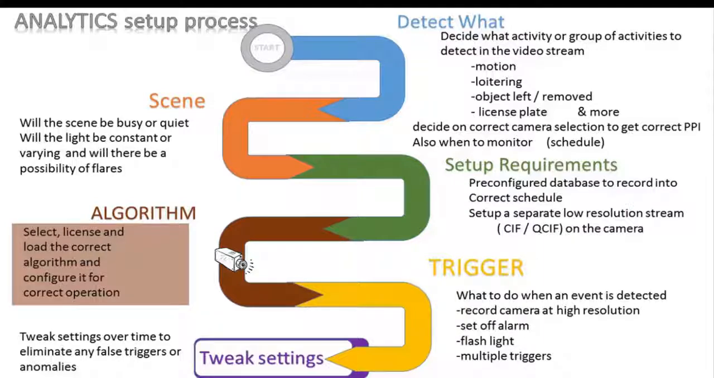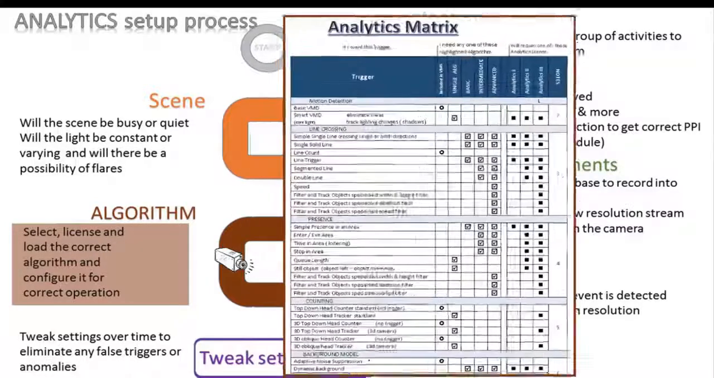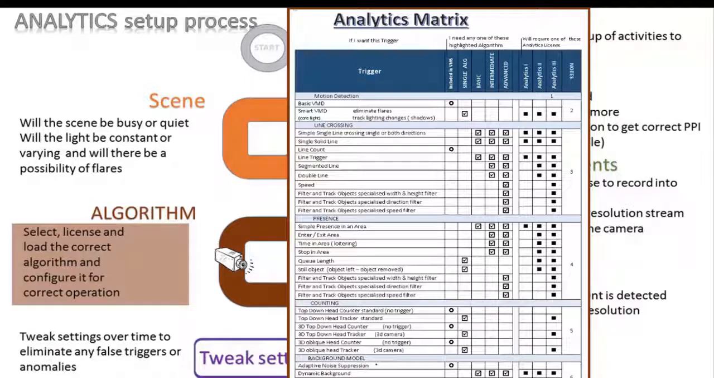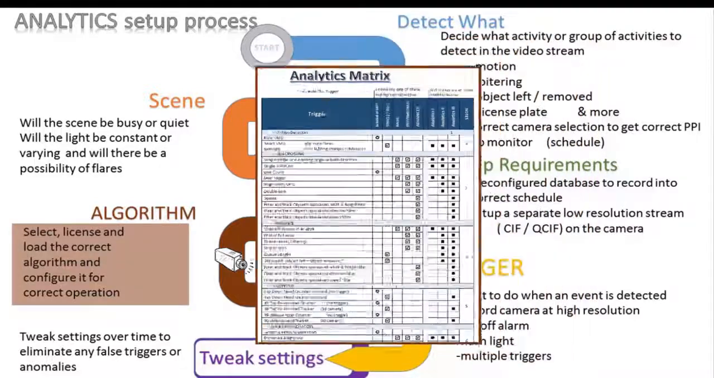The selection of the algorithm will be based on the previous steps. There is a link to a downloadable document showing a matrix of requirement versus algorithm versus license. This will assist in choosing the correct algorithm and license. Basically, how the matrix works is, whatever trigger is needed, choose the algorithm, and purchase the associated license. In the video, basic VMD will be needed and no additional license because it is included with the VMS software.